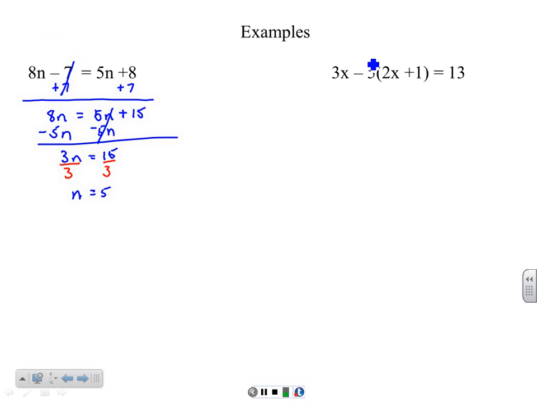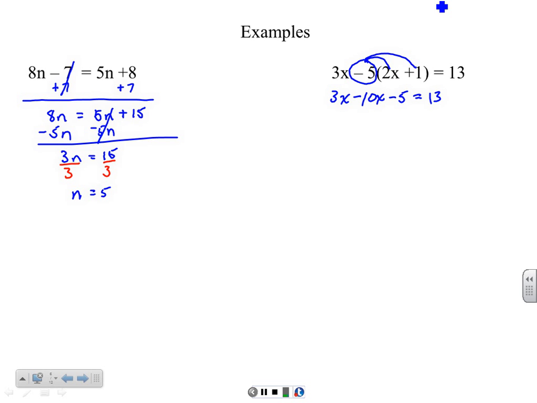On the right hand side, I have parentheses, so I need to get rid of those parentheses for sure. So what I'm going to do is distribute this negative 5 across this group. The 3x is just going to come down for right now. I'm going to take this whole entire -5 and multiply it times this group. We learned how to do this in chapter 1. So -5 times 2x is -10x. And -5 times 1 is going to be a -5 is equal to 13.